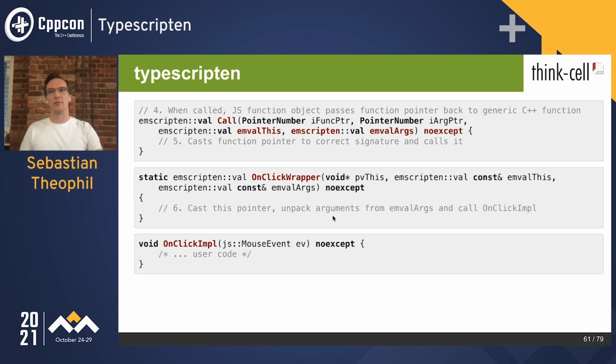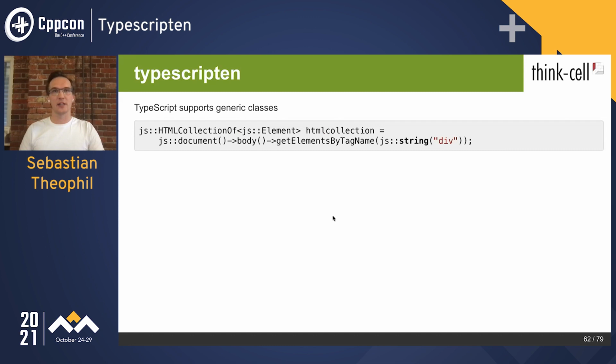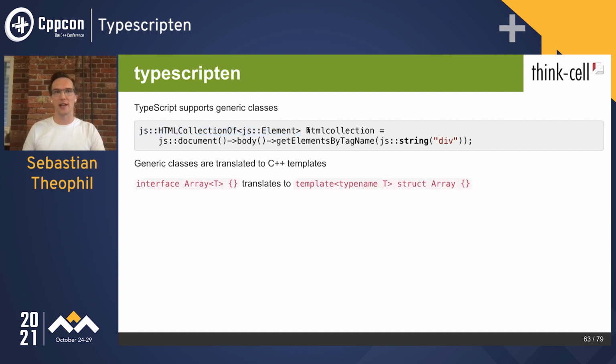Okay. Now there's one other interesting feature that was just hidden in my last code example. You saw here I created this HTML collection of elements. So here we have a C++ template of JavaScript objects. And TypeScript supports something that's the same thing as templates. TypeScript supports generic classes, as they are called. And generic classes can be easily translated to C++ templates. They are semantically the same thing. So our compiler supports that as well, because it's an extremely common feature that we needed pretty early.